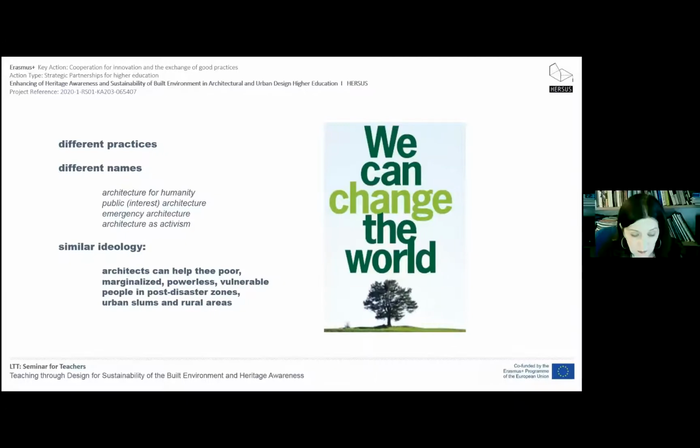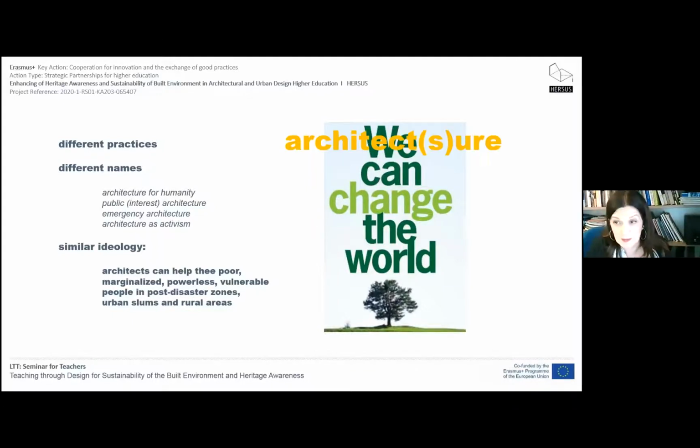This growing movement among architects and their architectural practices has many different names, such as architecture for humanity, public interest architecture, emergency architecture, architecture as activism, but a similar ideology. Architects can help the poor, marginalized, powerless, vulnerable people. The common meaning is the search for architectural solutions that address the most basic needs of the population not traditionally served by architects.